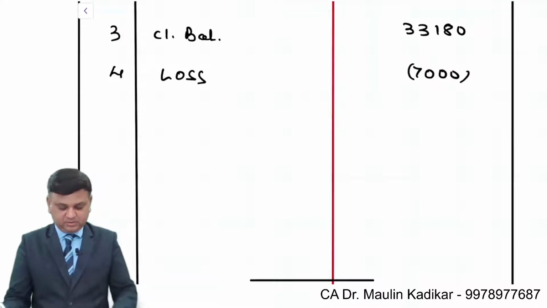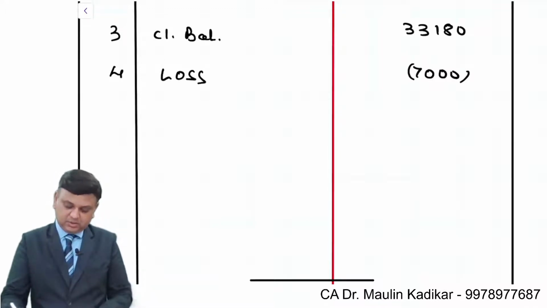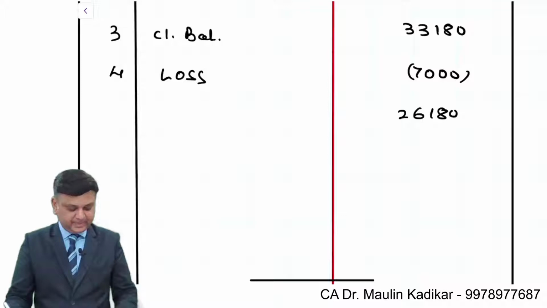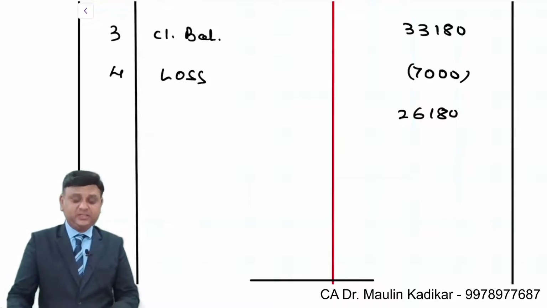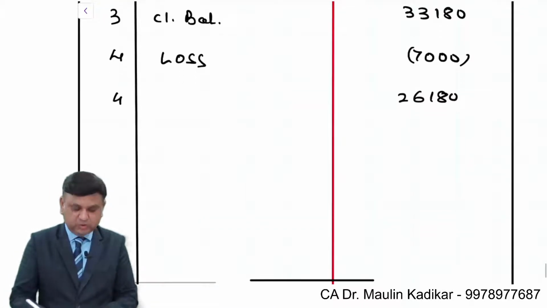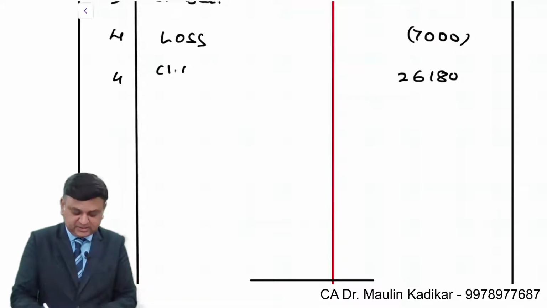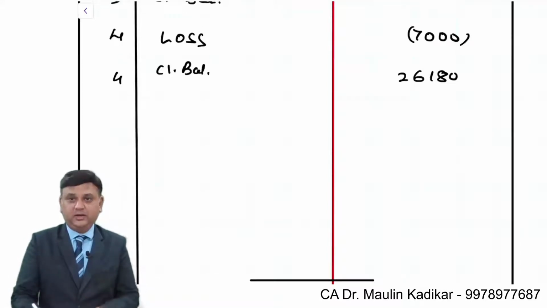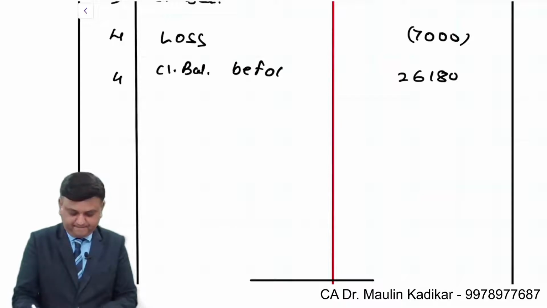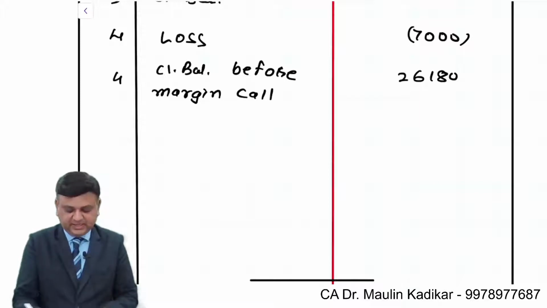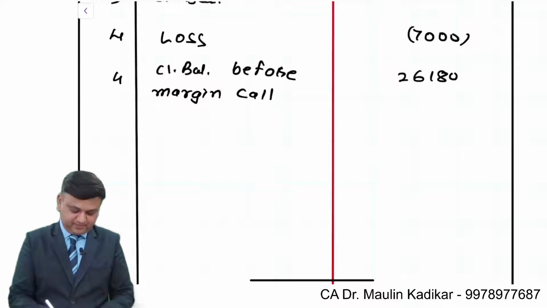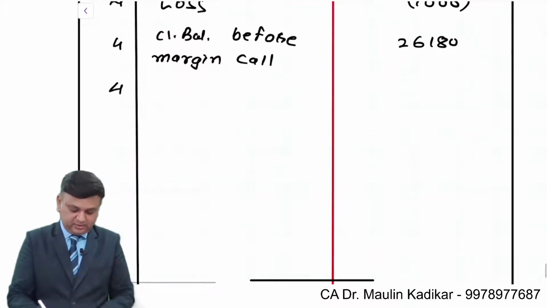Deducting loss of 7,000, that comes to 26,180. So 9170 into 50 into 6%. It is lower than 27,510. So on 4th day, the closing balance before margin call. Why before margin call? Because we understand that margin is required to be paid at the end of the 4th day. So on the 4th day, payment of margin.